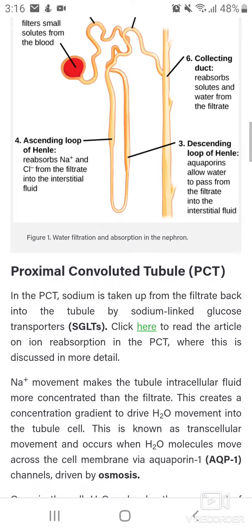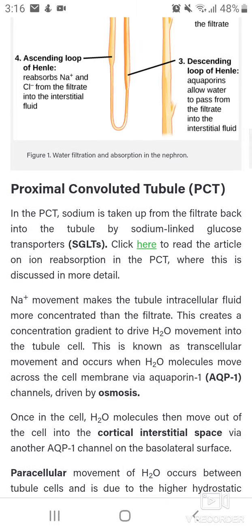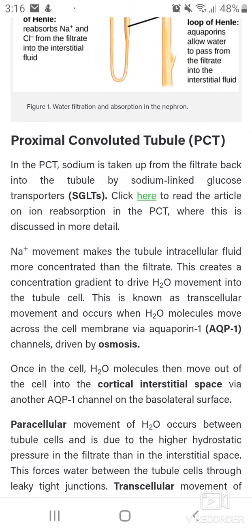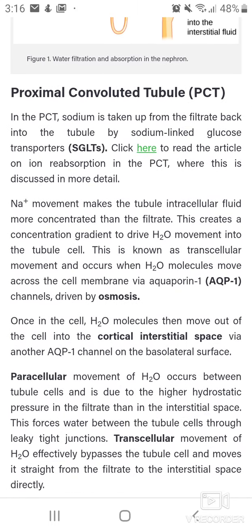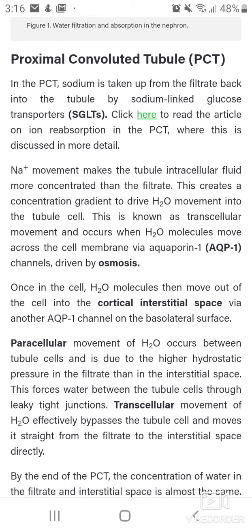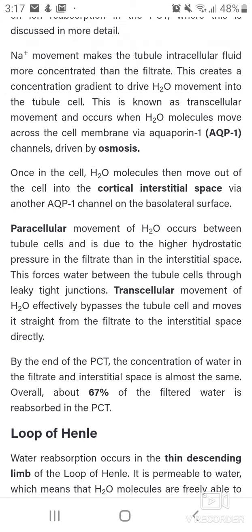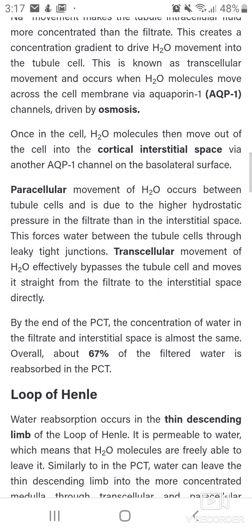In the PCT, sodium is taken up from the filtrate back into the tubule by sodium-linked glucose transporters. Next, sodium movement makes the tubular intracellular fluid more concentrated than the filtrate. This creates a concentration gradient to drive water movement into the tubule. This is also known as transcellular movement and occurs when water moves across the cell membrane via aquaporin channels driven by osmosis.